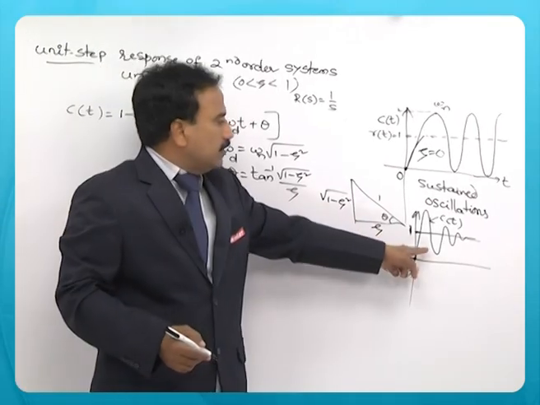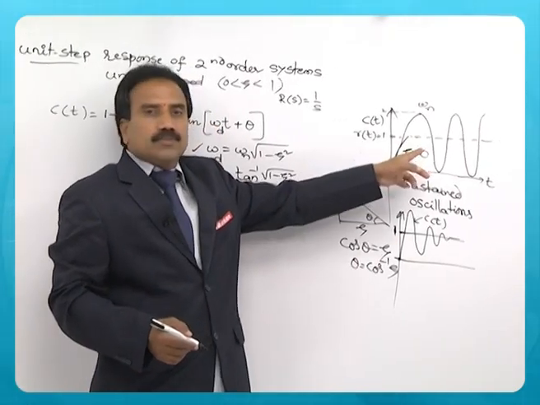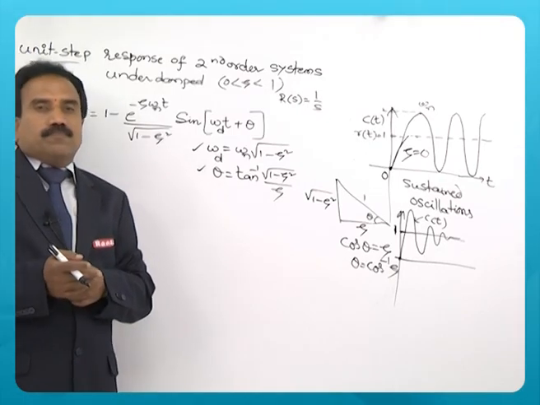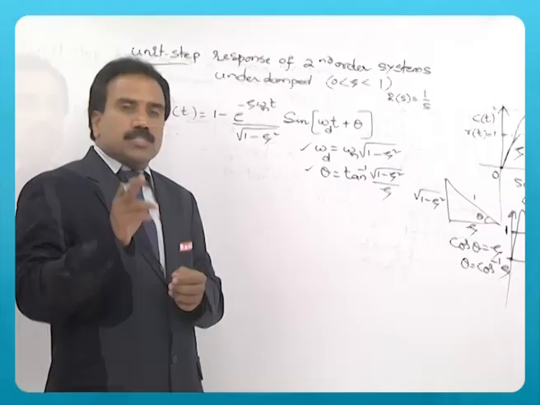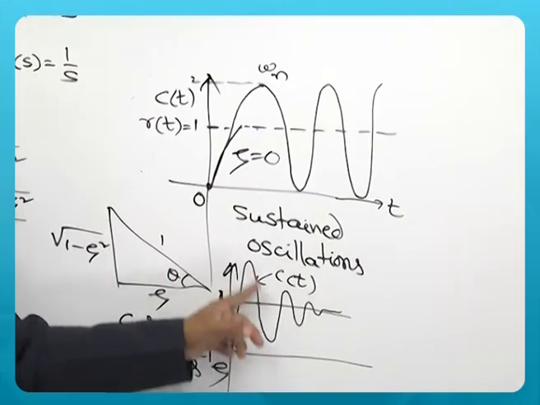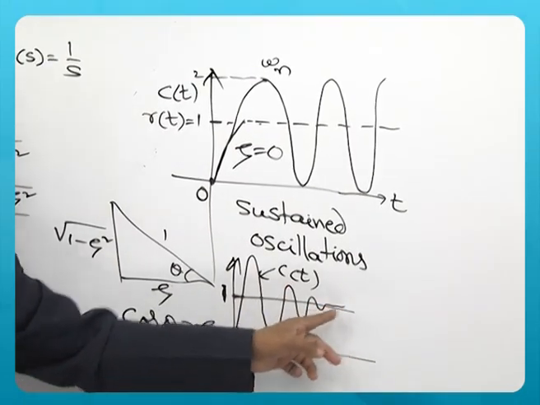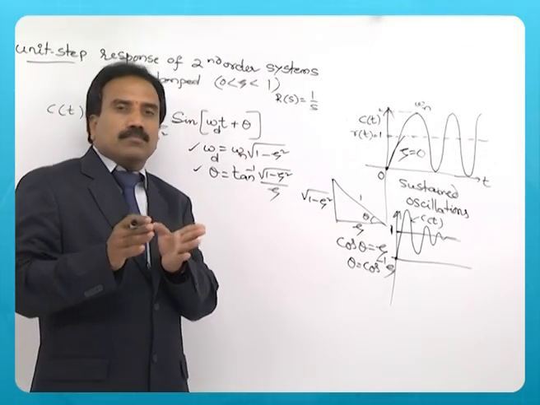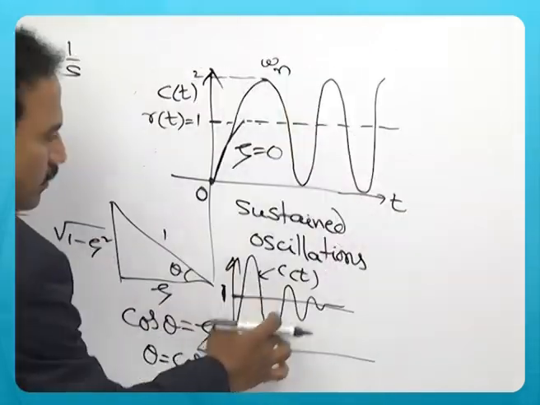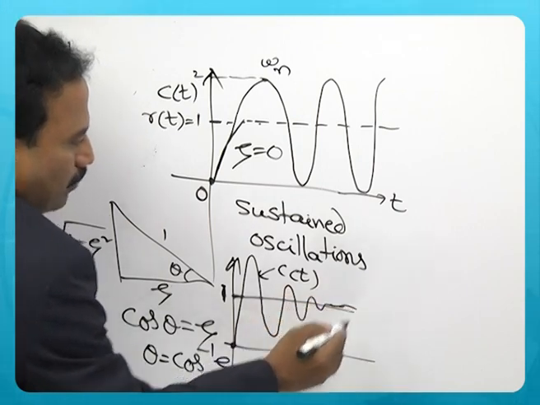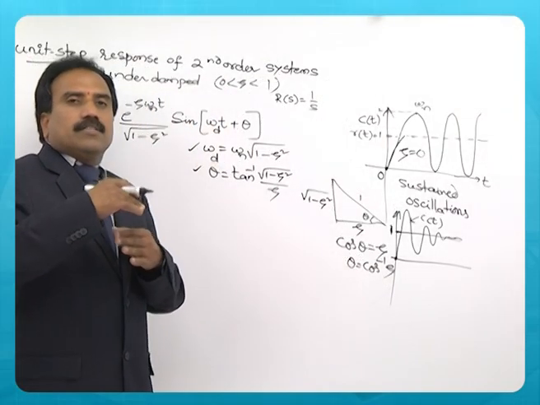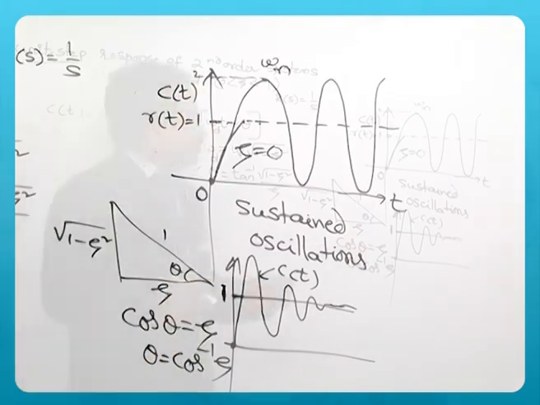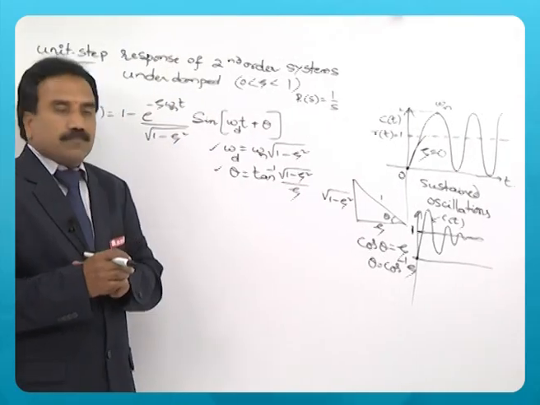So, this is good, this is not good. Zeta having some value is a better system, because in the step response, you can see that finally this response is following the input R of S. It is taking some time, no doubt, but it is good that the oscillations have completely died out and the output is trying to follow the input R of S. This is called underdamped system.